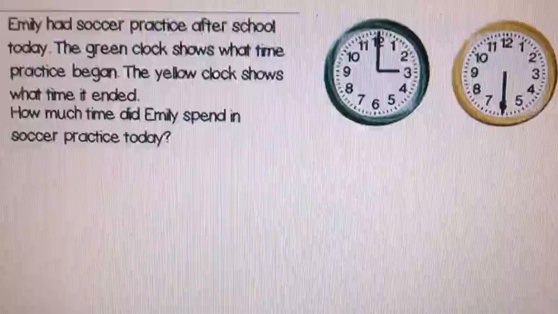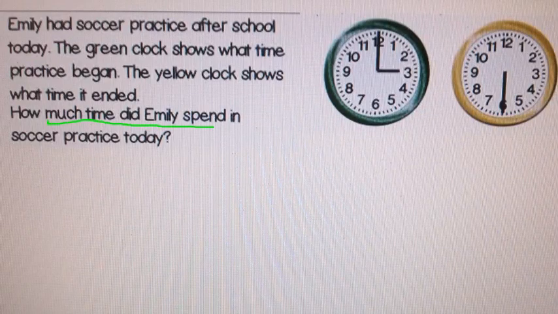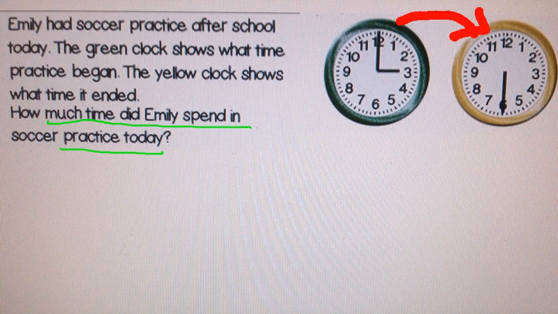The next step is I'll find out what the question is asking me to do. The question is asking me to find out how much time did Emily spend in soccer practice today. That is, I need to find out the time difference between the start time and the end time. For this, I need to first find out what is the start time and what is the end time.